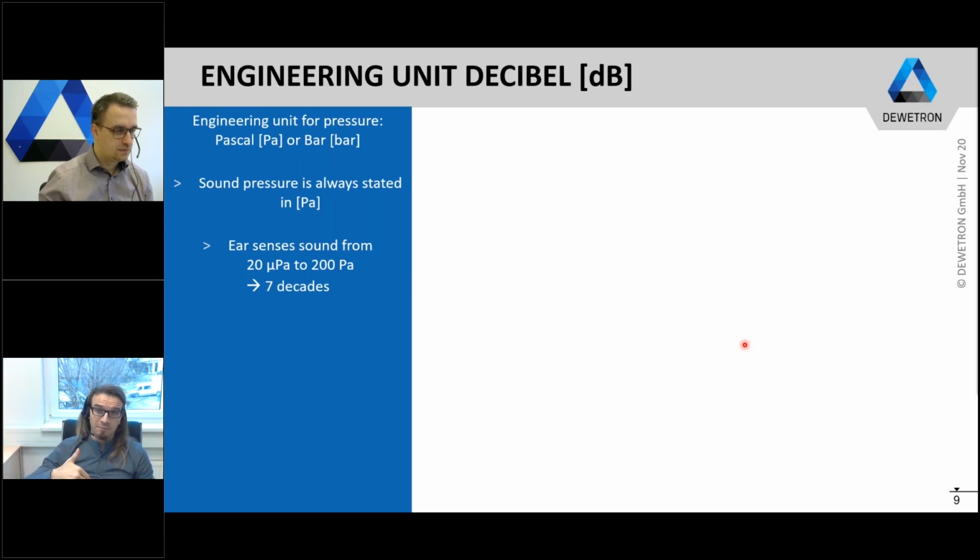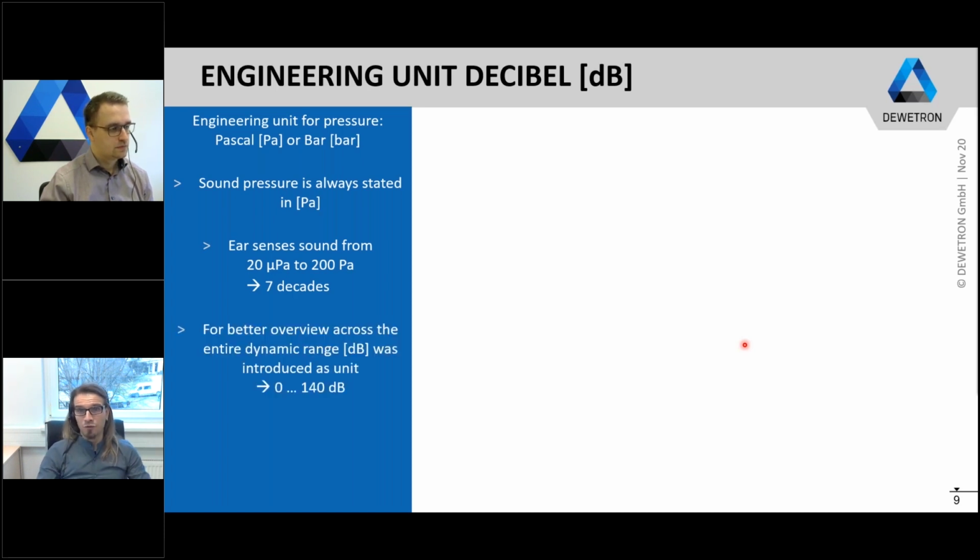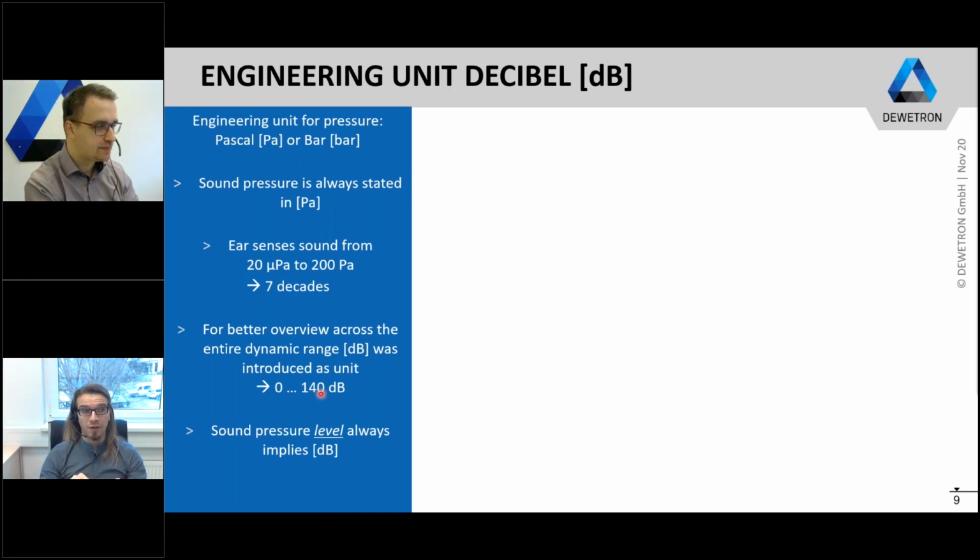And you may be distracted by this number of decimals when you want to read off the values somewhere, and it may become very confusing. So it was decided to introduce the sound pressure level, the decibel, for a better overview across the entire dynamic range. That was the reason why decibel was introduced. And so you can describe the 7 decades from 20 micropascal to 200 pascal in a decibel scale from 0 to 140 dB. And when we have the appended word level somewhere, for example sound pressure level, sound power level, sound velocity level, we always talk about the engineering unit decibel. So the appended level always implies the engineering unit decibel.